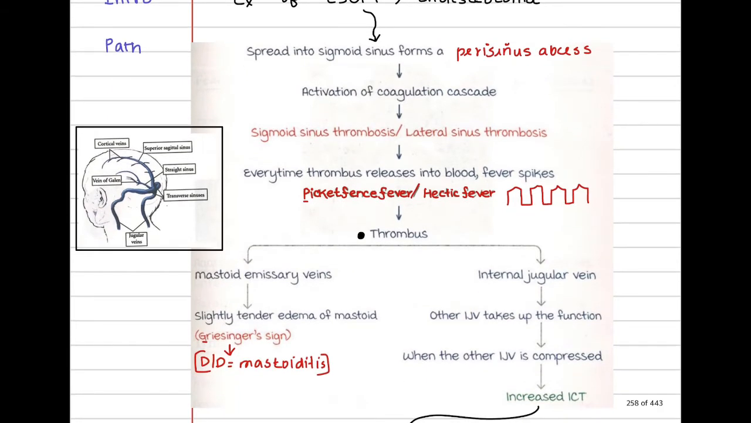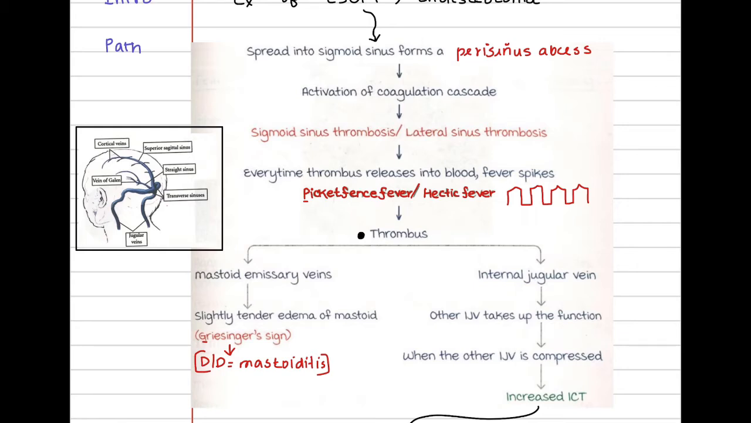Once the thrombus enters the mastoid emissary vein, there is slight tenderness and edema in the mastoid region. This is called Griesinger's sign. So you have to differentiate this from mastoiditis.